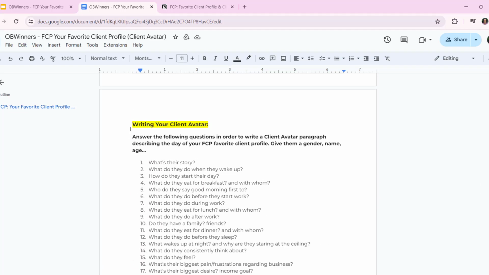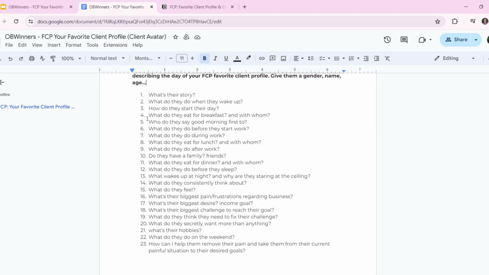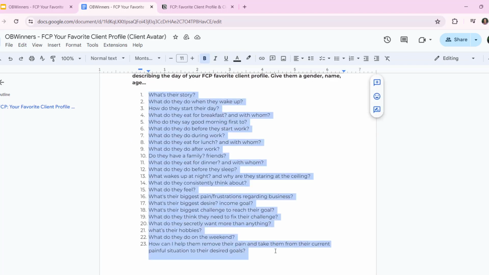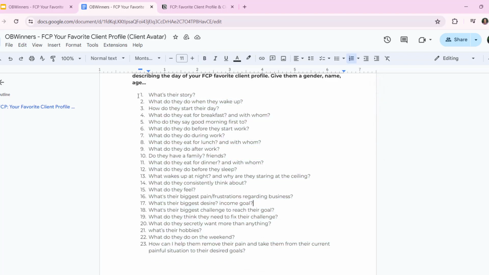Second is writing your client avatar. It's important to write your client avatar because this will give you a deep understanding of your audience. So answer the following questions in order to write a client avatar paragraph, describing the day of your FCP, your favorite client profile. Give them a gender, name, and age. So here are the questions. Okay, 23 questions. Answer these questions. Do research for your market, do research for your audience, for your client avatar, and answer these questions to write your avatar.